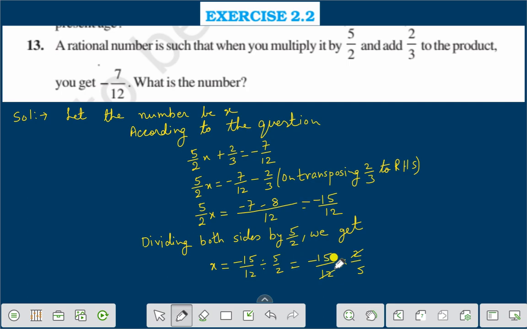2 sixes are 12, 5 threes are 15, 3 twos are 6, that is equal to minus 1 by 2. Therefore, the number is minus 1 by 2, and that is the answer.